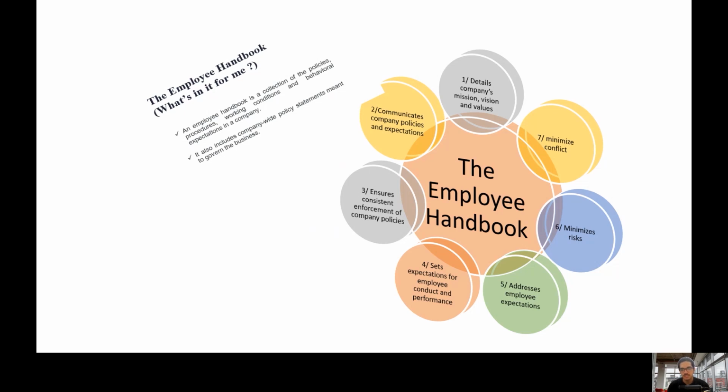Four, sets expectations for employee conduct and performance. These are the expectations of you as an employee, as well as your performance, whether on a monthly basis or a yearly basis, depending on the job. Five, addresses employee expectations. These are your expectations as an employee. Think of things like promotions, things you're going to be doing at work, things other people are going to be doing at work. All of these are handled as well.